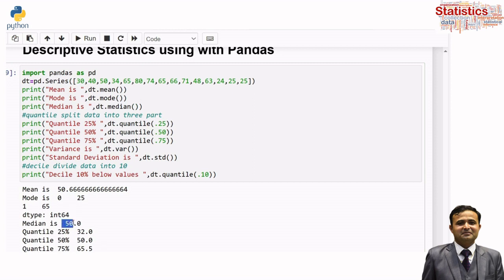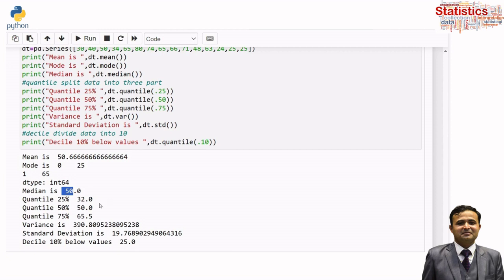Median is 50, and the 50% quantile is also the same, coincidentally. So 50 is also the median and 50 is also the quantile. There are 50% values below the 50, but still it is the same.